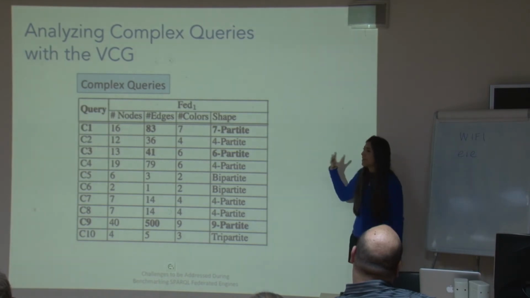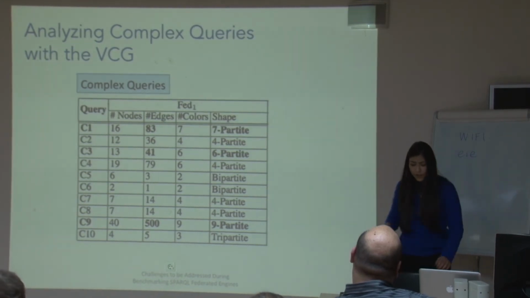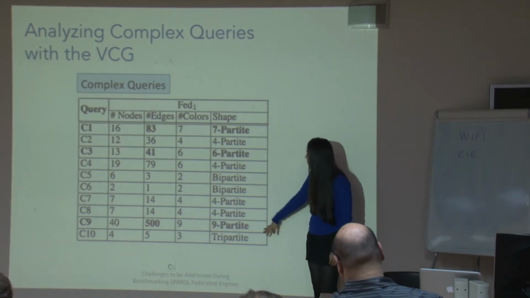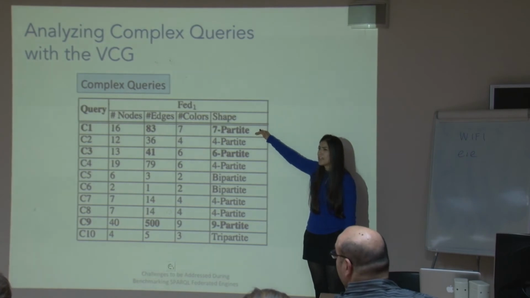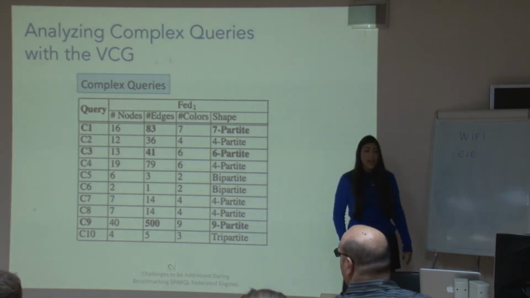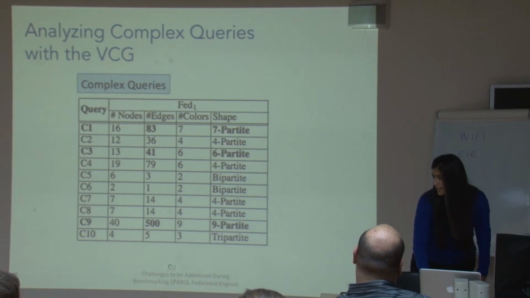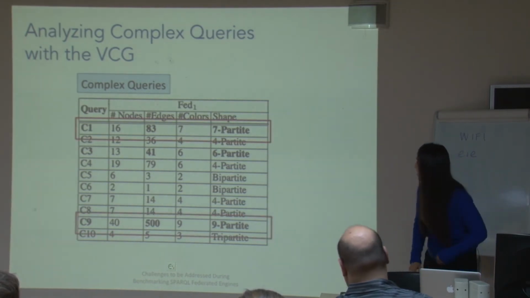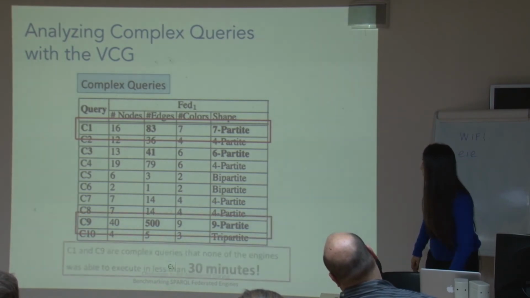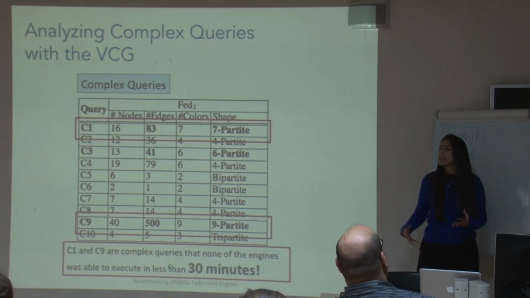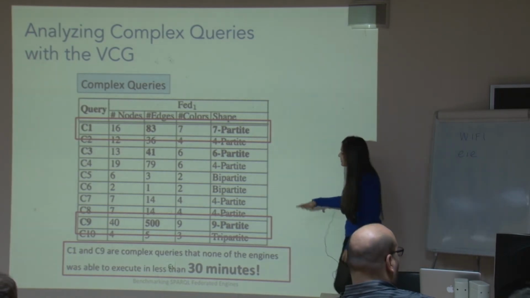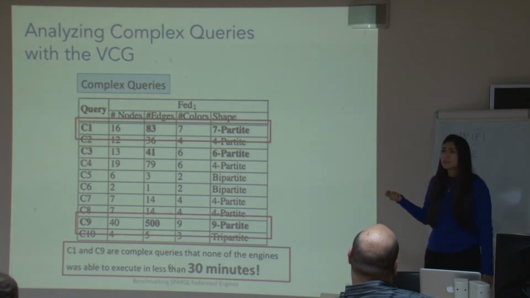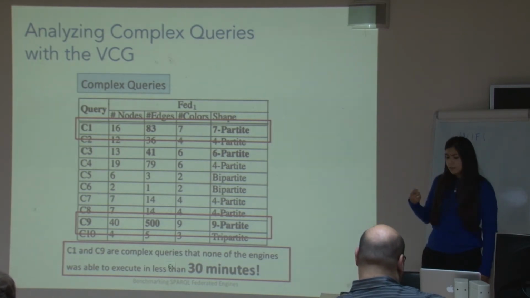But when we take a look at the complex queries that we have defined, we can see that the shapes of the vertex coloring graph are more diverse. And actually, we have 7-partite graphs and 9-partite graphs. And when we try to run these queries with the existing engines, say ANAPSID and FedX, these queries took longer than 30 minutes. So this is not a problem of the platform, but it means that these engines are not right now capable of running this type of queries. But this is not contemplated in the current FedBench benchmark.